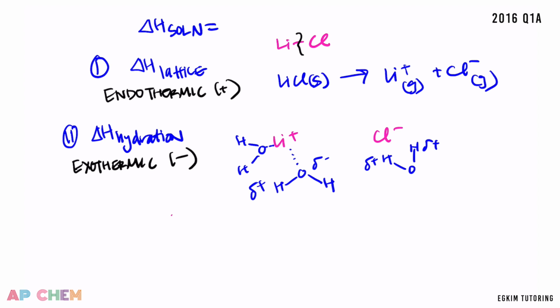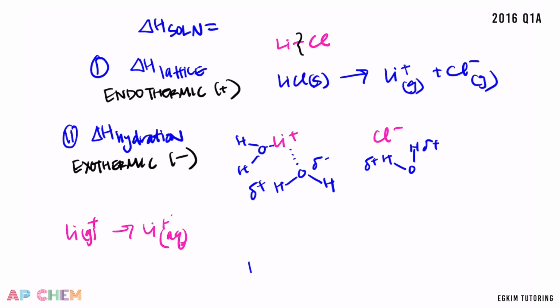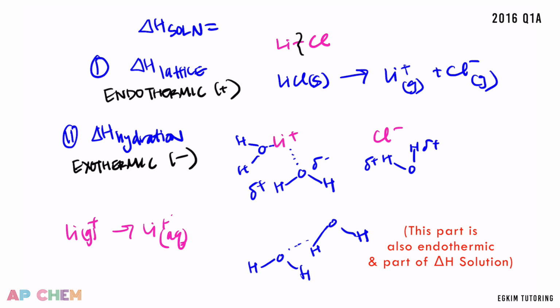Some other minor details: when you're making a solution, you're taking gaseous ions and converting them into aqueous ions. And also, you have these hydrogen bonds between the water molecules, and they actually have to break when you're dissolving. Okay, let's go to part 2.